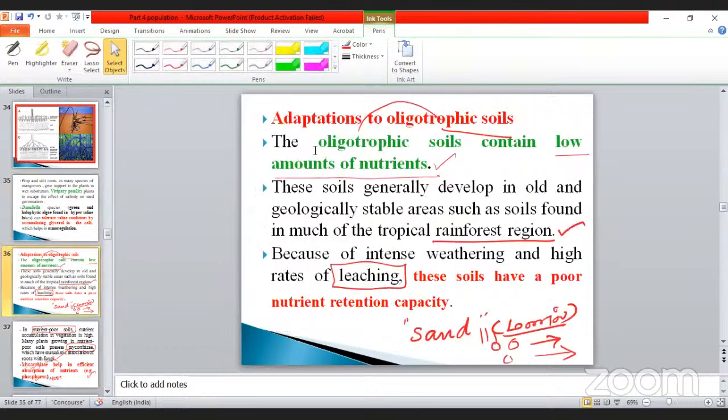Okay, my dear. Another one is adaptation to oligotrophic soil. What is the meaning of oligotrophic? Already we discussed. Oligotrophic soil is nothing but soil with low nutrient content, a low amount of nutrients. These soils generally develop in old and geologically stable areas, such as the soil found in much of the tropical rainforest region. In the rainforest, one of the processes that occurs is called leaching. What is the meaning of leaching? Complete removal of minerals from the soil particles. As a result, the soil contains fewer nutrients. That soil is called oligotrophic.